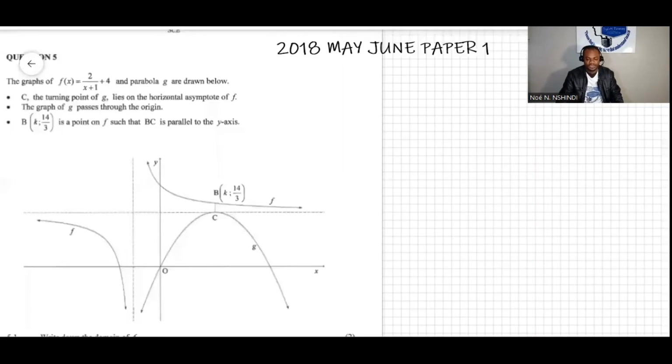Well, we have another question here, question 5. The question says that the graph of f of x equal to 2 over x plus 1 plus 1 and the parabola g are drawn below. The turning point of g lies on the horizontal asymptote of f. The graph of g passes through the origin, and B is a point on f such that BC is parallel to the y-axis. Now, I'm going to start writing the questions.